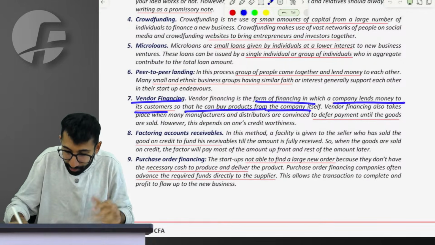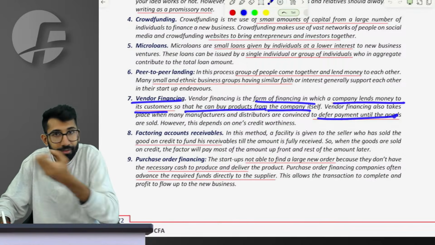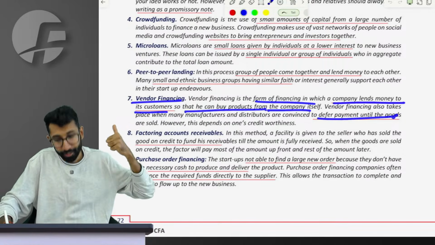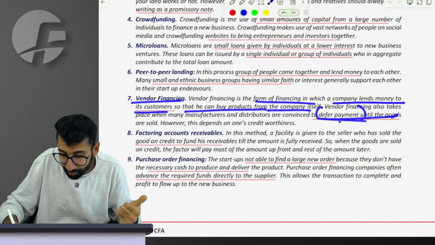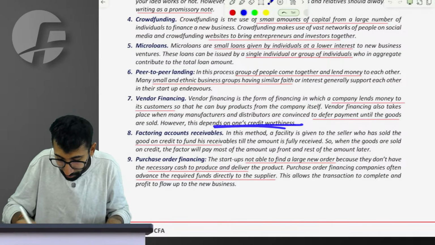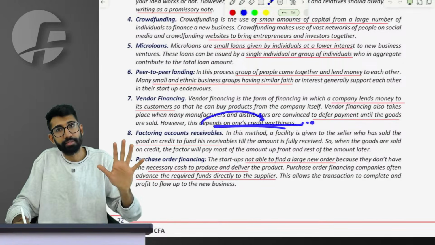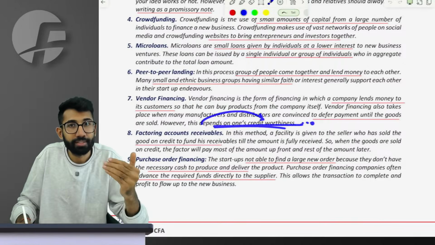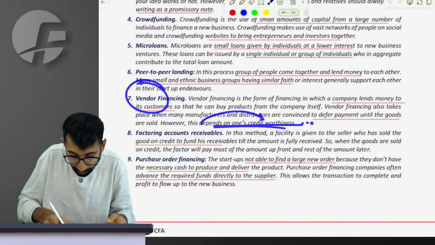Are you understanding? Now, when the goods are sold, I will receive the money and then I will make the payment to you. So until then, the payment is deferred, right? So this depends on one's creditworthiness. If my credit rating or creditworthiness is good, then only the vendor financing will work.